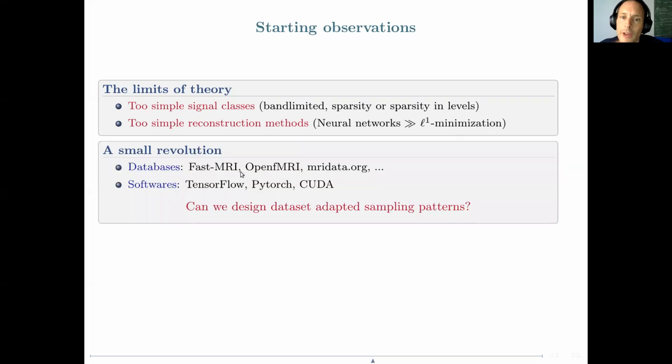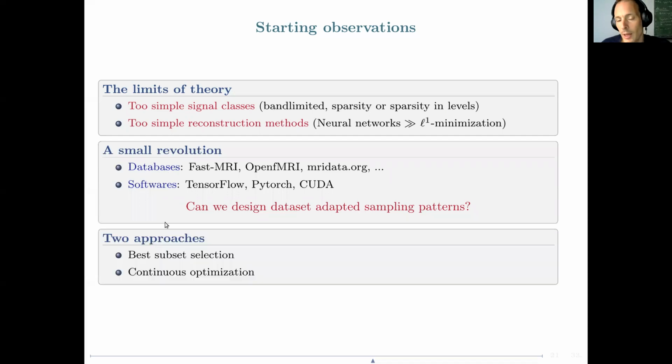A second fact that changes the landscape is that we now have databases available, like the FastMRI Challenge, OpenFMRI. We have super good software like TensorFlow, PyTorch, or CUDA. And this raises the question, can we design dataset-adapted sampling patterns? The answer is yes, and there has been quite a lot of activity in the last 3 years about this problem.